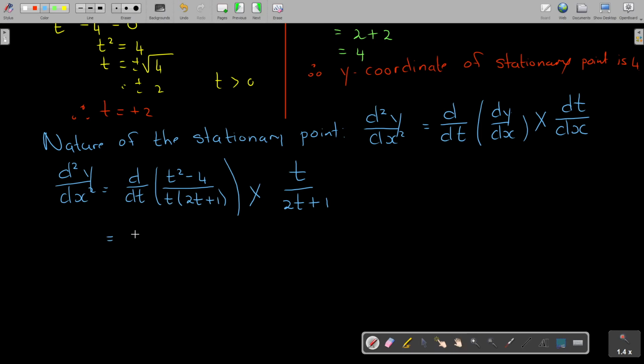Okay, so remember the quotient rule. I rewrite the denominator, and for now, for the top, I'm going to multiply it in. So it's going to be 2t squared plus t. So I rewrite the denominator, and I differentiate the numerator, the quotient rule.